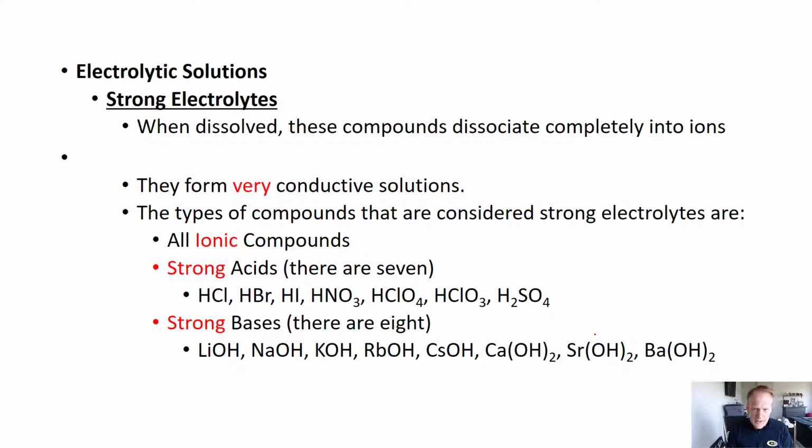The strong electrolytes are typically all ionic compounds, strong acids and strong bases. So here's your list of strong acids and strong bases. And then ionic compounds would be any cation, which is typically a metal, and anion, which is typically a nonmetal, but it could be polyatomics as well. So anytime you see those things, you should know that they're going to completely disassociate in water, and that matters. We'll get to why in a little bit.